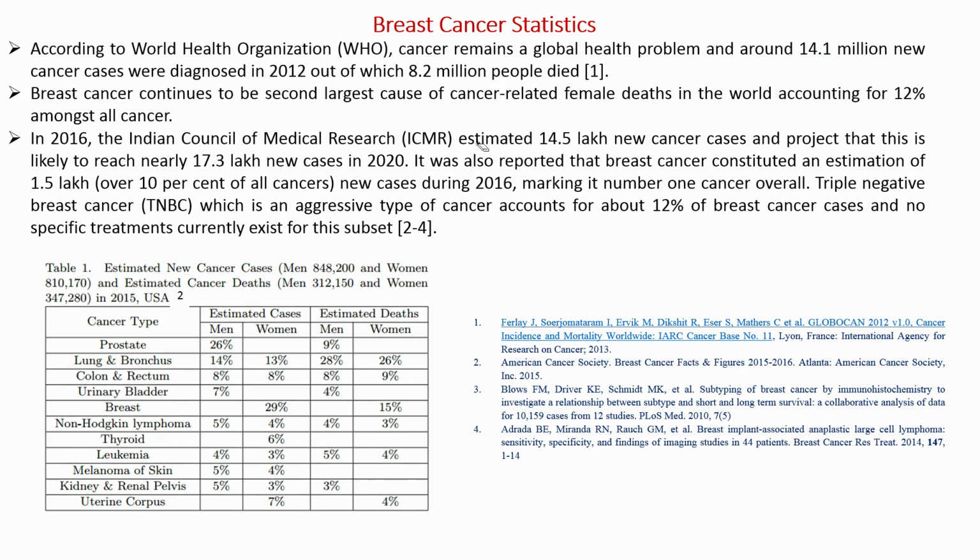And if you see Indian data, the latest data from ICMR in 2016 shows about 14.5 lakh new cancer cases, projected to reach about 17.3 lakh new cases in 2020. This is just cancer in general, but if you talk about breast cancer, then breast cancer constituted an estimated 1.5 lakh new cases in 2016, marking it the number 1 cancer overall from the 14.5 lakh cases.